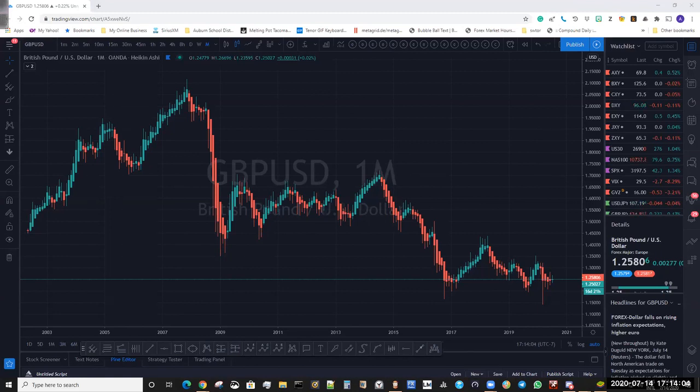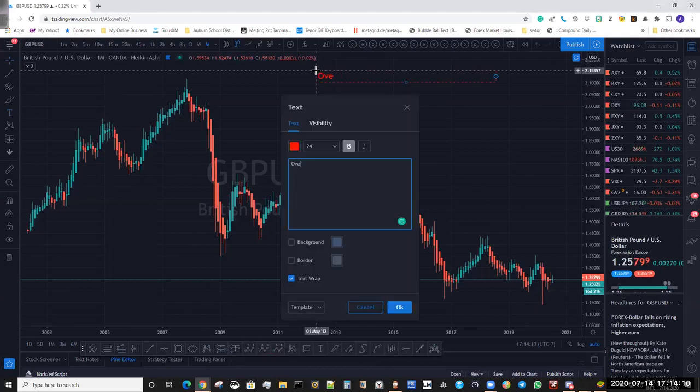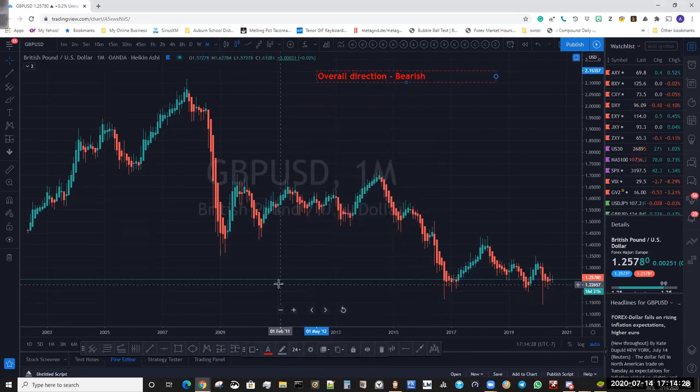What is the overall direction? Type it in the chat box. Overall direction. Oh, yes, the overall direction is bearish. It is bearish. Yes. Got to start talking like the trader or investor. Overall direction is bearish. Bearish. All right.